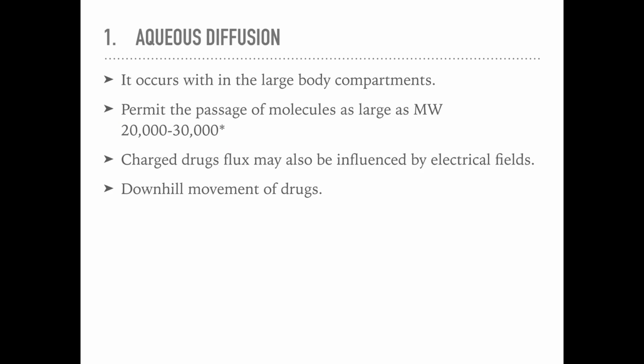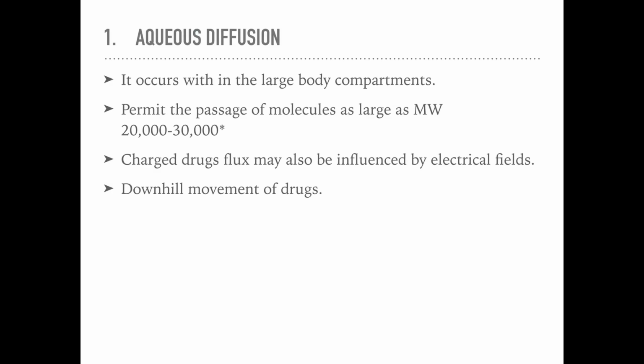Among permeation, the first one is aqueous diffusion. So let's discuss where this type of diffusion occurs. It is found in the larger aqueous compartments of the body, for example interstitial spaces and cytosol, across the epithelial membrane tight junctions, and in the endothelial lining of the blood vessels. There are also some other tissues in our body, for example the capillaries of the brain and testes, that lack pores, and this also permits aqueous diffusion.